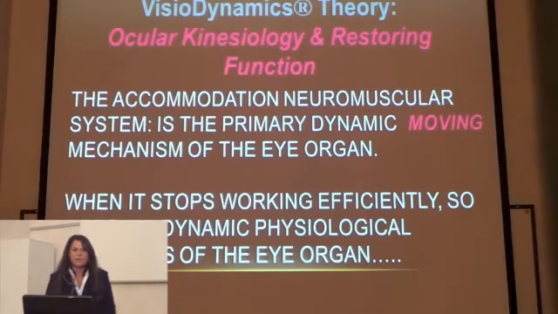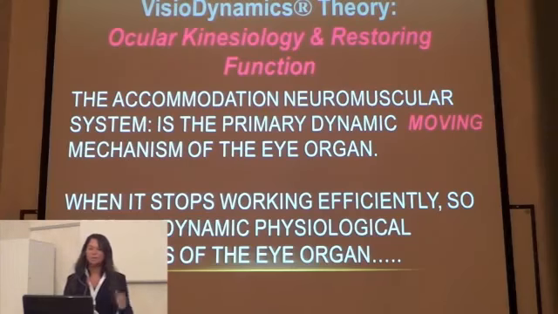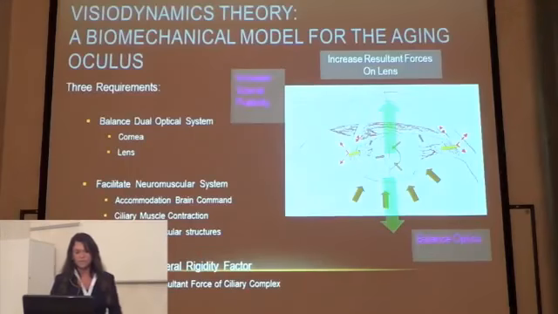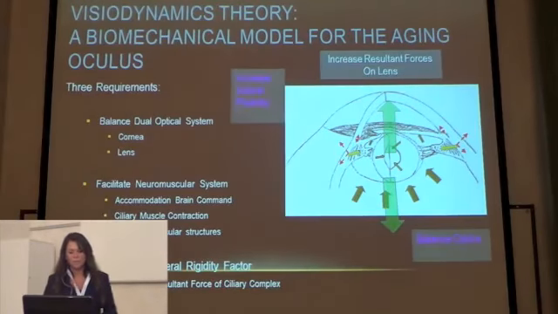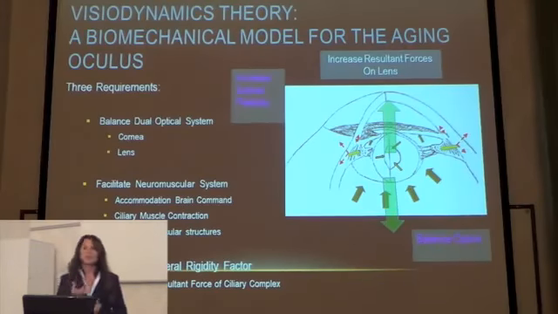Well, we first have to understand what problem we're trying to solve. The accommodative neuromuscular system is the primary dynamic moving mechanism of the entire eye organ. When it stops working efficiently, so does all dynamic physiological function of the eye organ, including visual function. So how do we look at this? To restore that, we have at least 3 requirements. We need to balance the dual optical system, and in a natural system you still have to deal with the cornea and any problems in those optics that are taking away from your accommodative power.